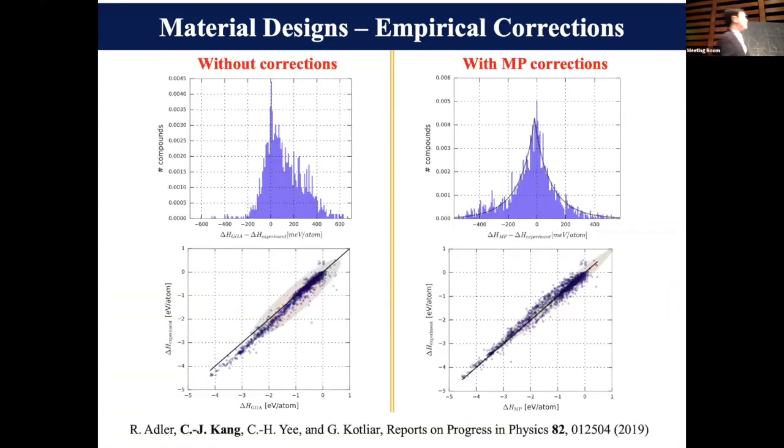Before the empirical correction, the distribution of the computational error looked like this. However, after the empirical correction, the distribution is improved so much, and the mean value of the distribution is almost consistent with the black solid line. Here we use the Materials Project empirical scheme.